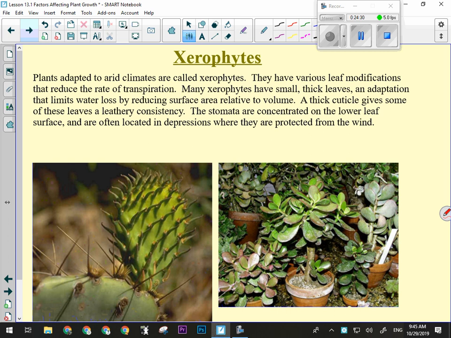They've also modified their leaves, in some cases, to no longer be photosynthetic. They actually carry out photosynthesis with the fleshier part of the plant, and the leaves are modified to be thorns. So on a cactus, the thorns are actually the leaves. They don't carry out photosynthesis anymore. They're just there to protect the plant.